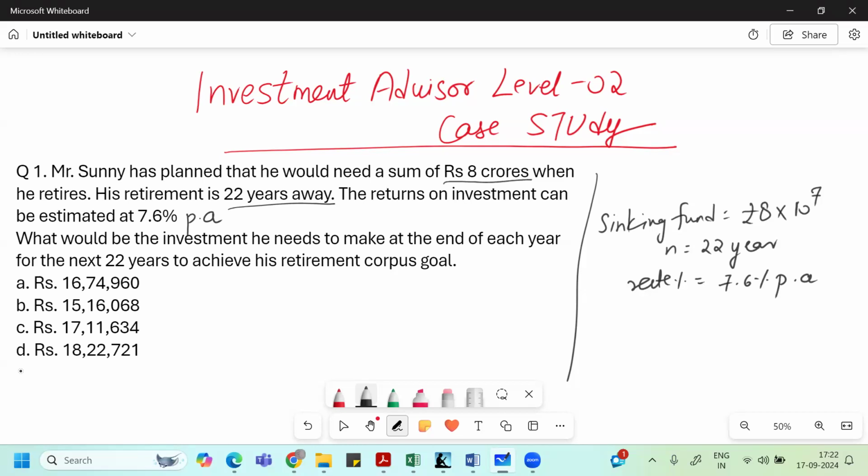So what would be the investment he should make at the end of each year? They're asking you the annuity. So how much amount should he deposit at the end of every year, which would grow at 7.6% per annum for 22 years, so that it becomes 8 crore rupees after 22 years, so that he'll achieve his target?